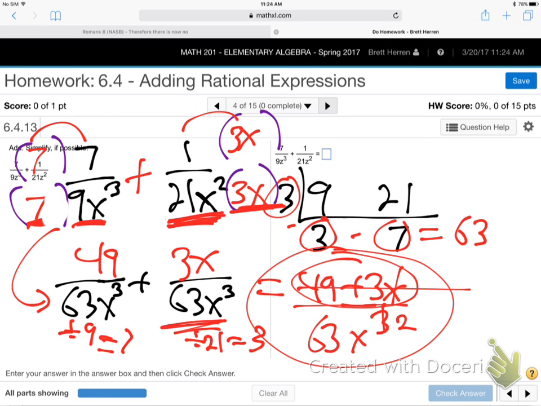These are plus together. These are glued. So remember the glue. Forget about the others, too many analogies. All right, so 49 plus 3x. Good. Let's try another one.